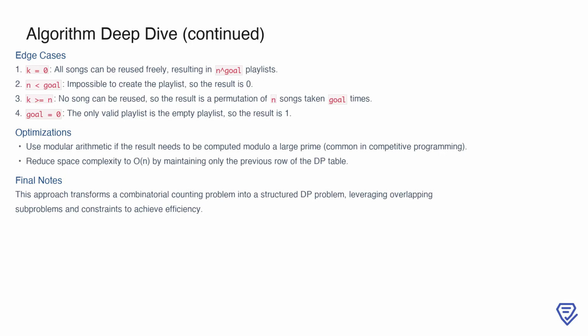To optimize further, modular arithmetic can be applied if the result needs to be computed modulo a large prime, which is common in competitive programming. Additionally, the space complexity can be reduced to O(n) by maintaining only the previous row of the dp table, instead of the entire table. This approach efficiently transforms the problem from a combinatorial counting challenge into a structured dp problem, leveraging overlapping subproblems and constraints to arrive at the solution.